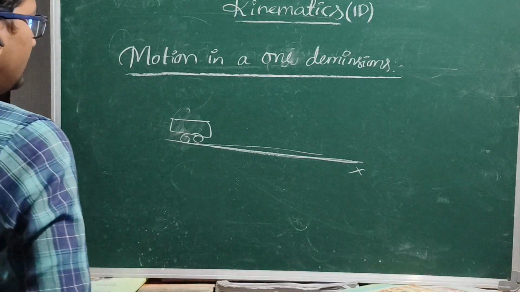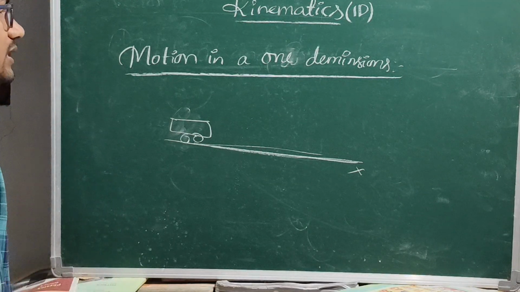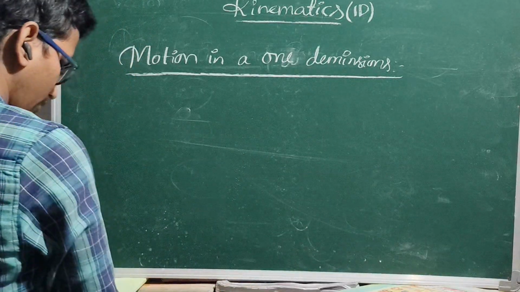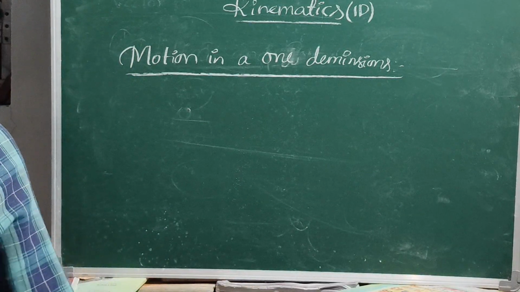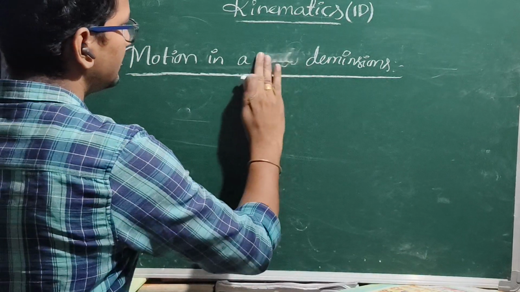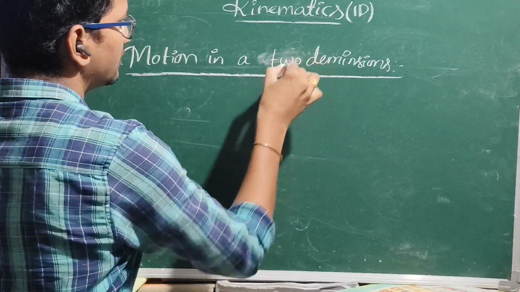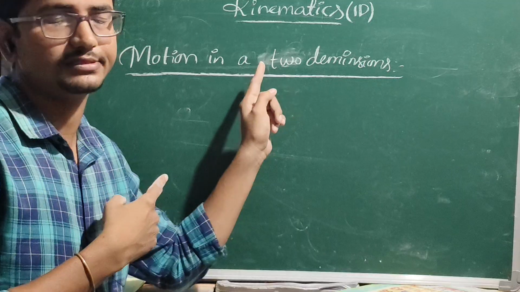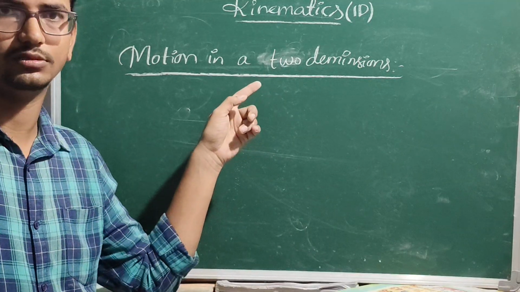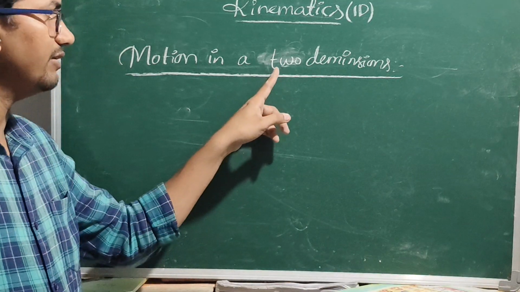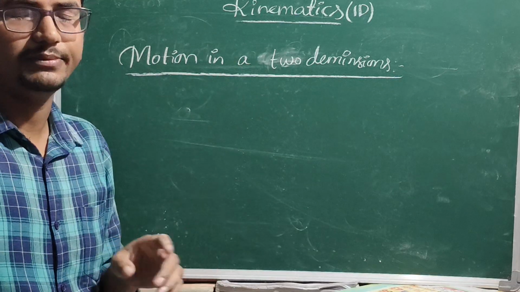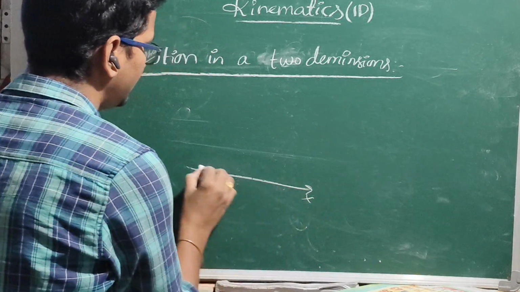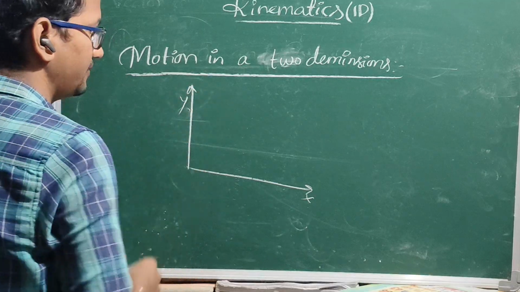If you want to take the motion in a two-dimensional way, for example, two dimensions. In this chapter we are studying only one dimension. Two dimensions is in another chapter, don't worry, I will explain. What is motion in two dimensions? We are discussing the x-axis and y-axis, two coordinate systems.